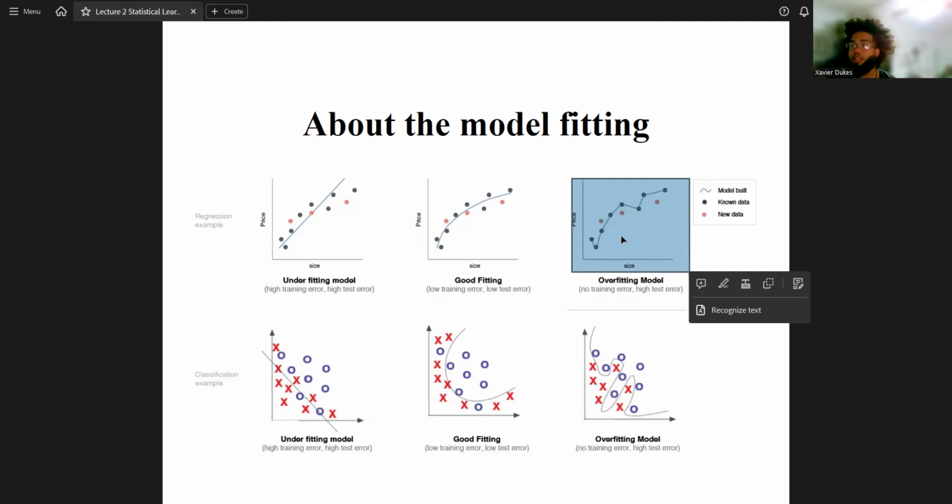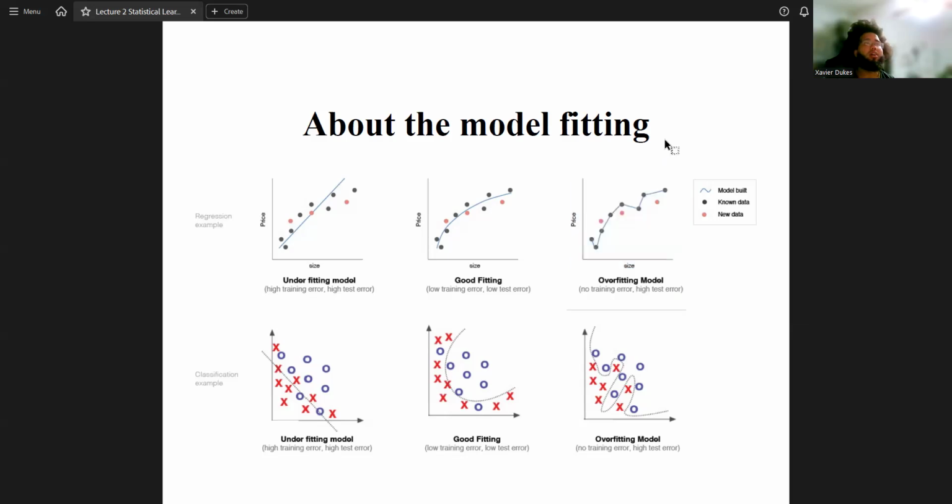It's no longer a model, it's literally the real data. But we don't want that. We want something that predicts trends. We want something that generalizes. We want something that doesn't just regurgitate the data that we fed it. We want inferencing to occur.